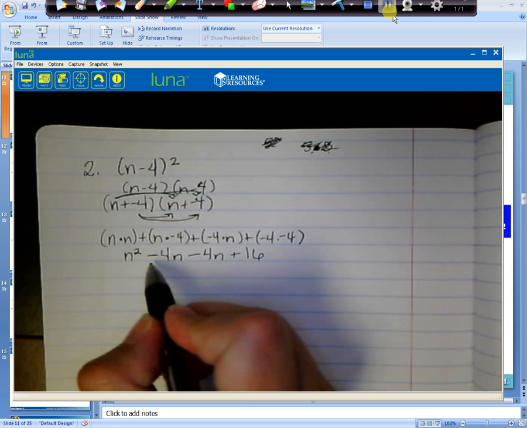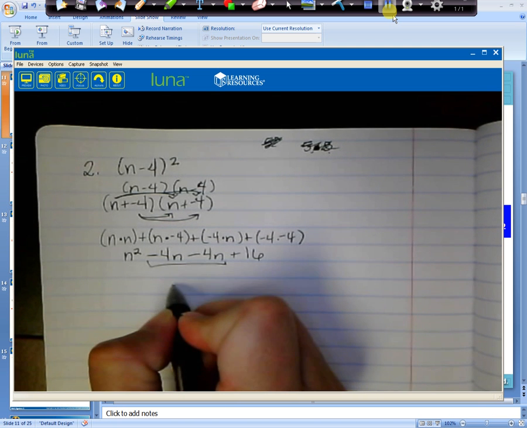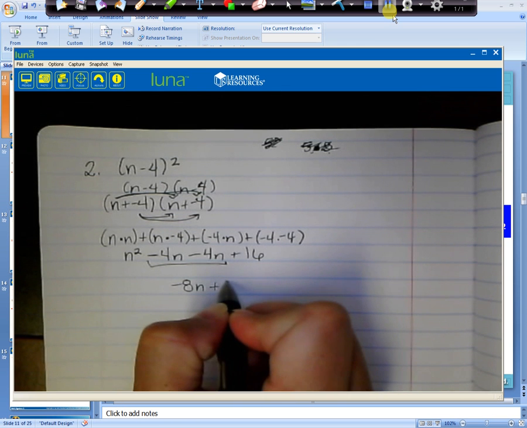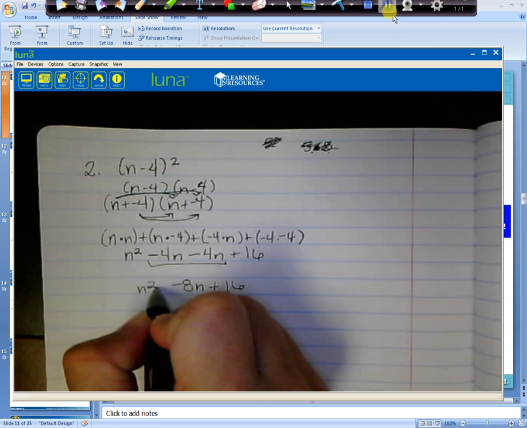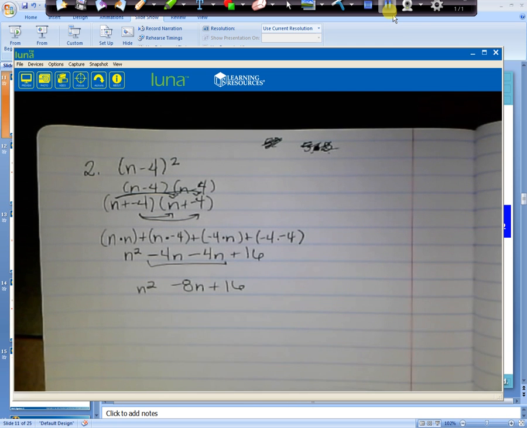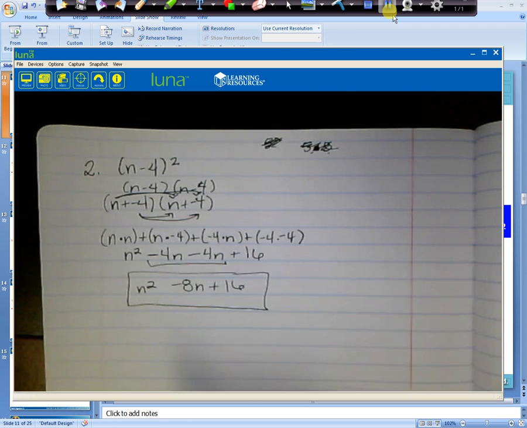So now I'm going to combine my like terms. I have negative 4n, negative 4n. They're both negative, so they're essentially being added, which gives me negative 8n. And I have n squared minus 8n plus 16. And that's my final answer. So get all that down before you move on. And now we're going to look at the same problem in a different way. But remember, you have to write down both forms.